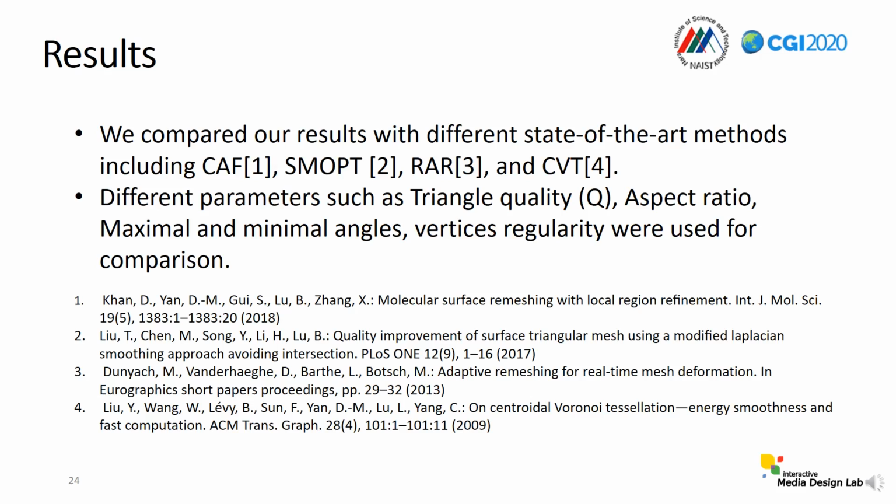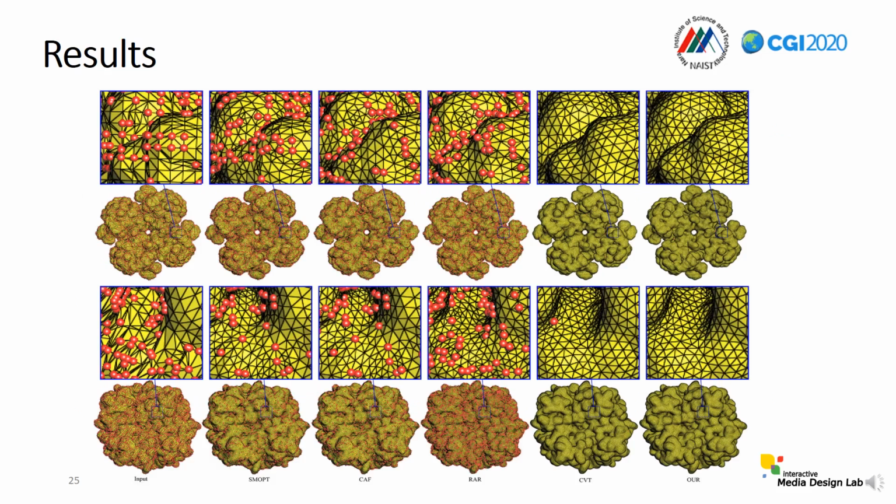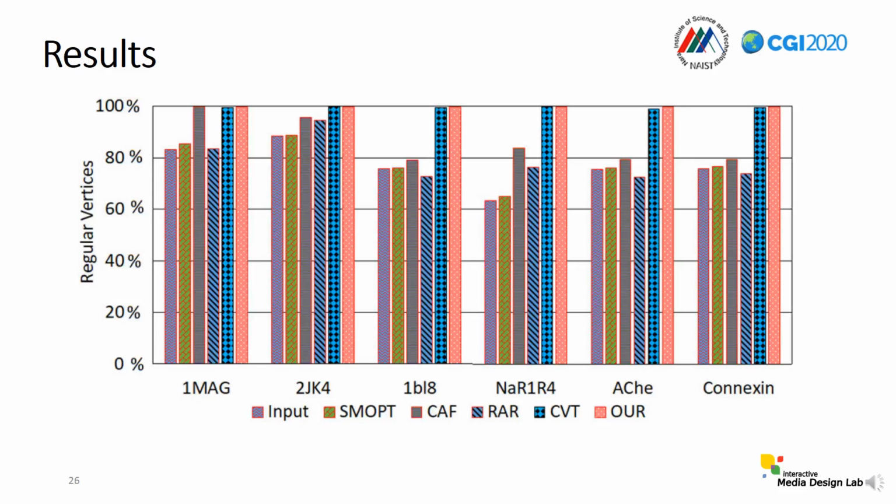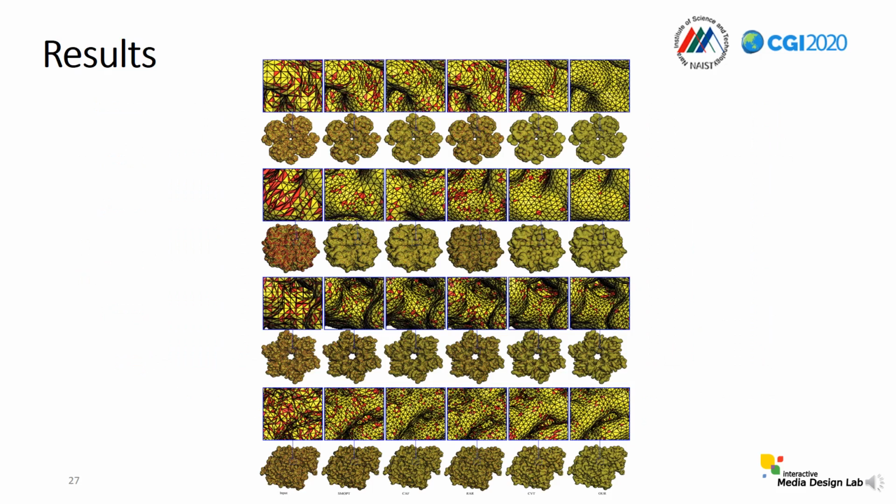These are the results. You can see we compare our results with these 5 different methods: CAF, SMOT, RAR, and CVT, and these parameters are used for quality comparison. Here you can see the results. The number of irregular vertices are shown with red dots. The leftmost is our method, better than the state of the art. You can see the leftmost is our method, higher than 99%. Here you can see the number of red triangles. These are obtuse triangles. In our case, the leftmost column is better than the rest.